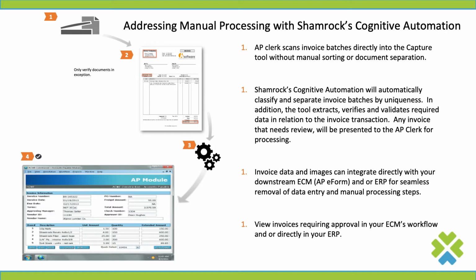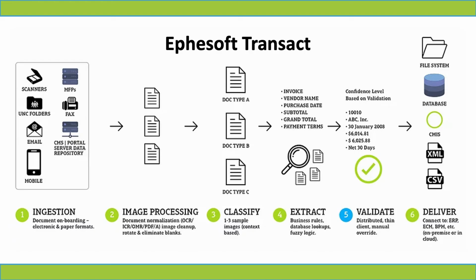Through Shamrock's intelligent automation solution, we are able to greatly simplify and expedite invoice processing. The automated process looks like this. First, an AP clerk scans invoice batches directly into the capture tool without any manual sorting or document separation, or invoices are captured directly from an upload or email capture process.